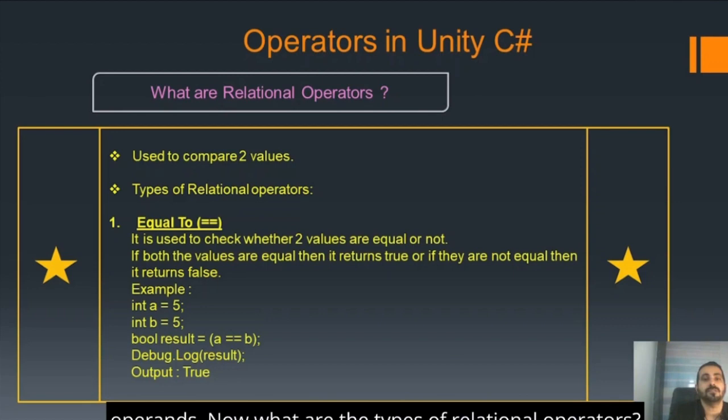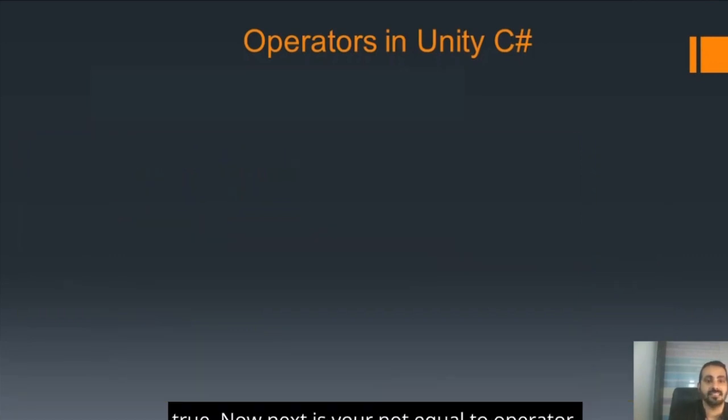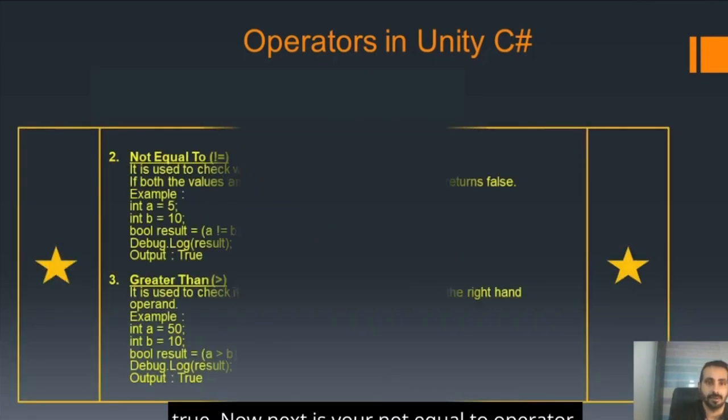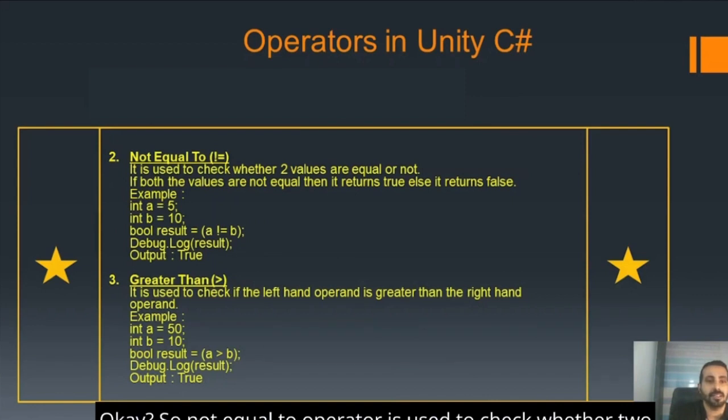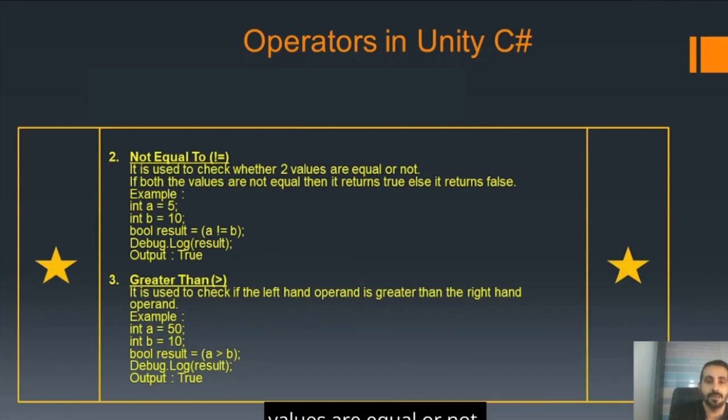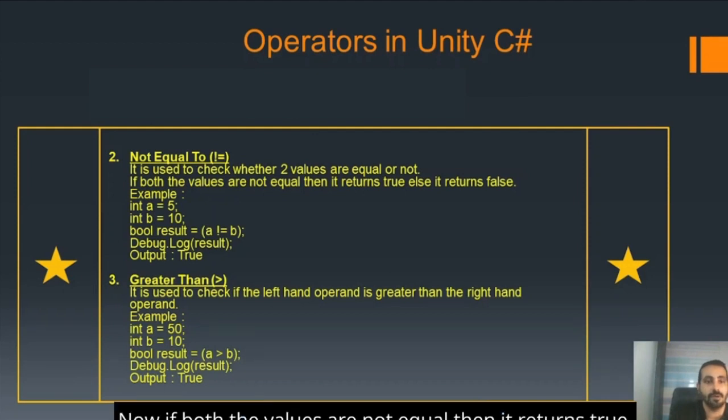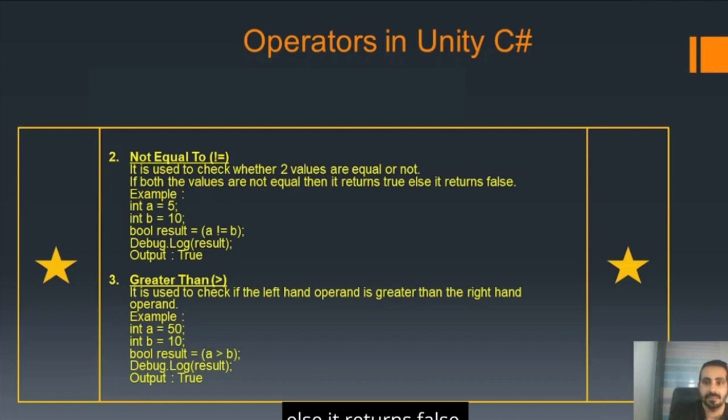Now, what are the types of relational operators? The first relational operator is equal to. The equal to operator is used to check whether two values are equal or not. If both the values are equal, then it returns true, and if they are not equal, then it returns false. Next is your not equal to operator. The not equal to operator is used to check whether two values are not equal. If both the values are not equal, then it returns true, else it returns false.